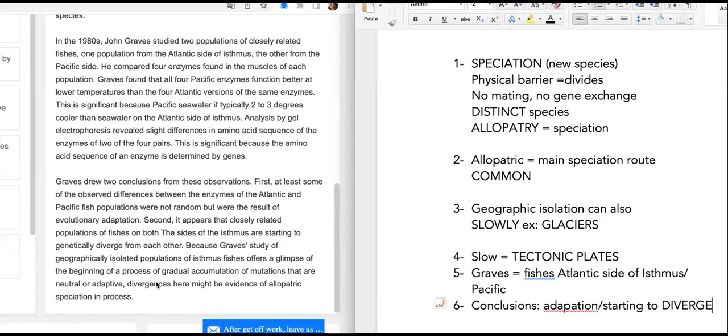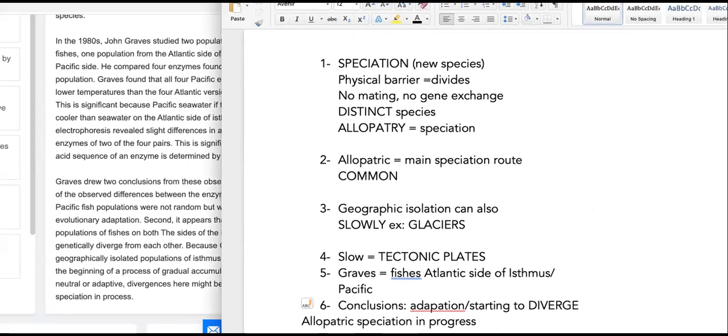I probably don't need to read anything else, but just for fun, let's see the last sentence, right? Offers a glimpse of the beginning of a process of gradual accumulation of mutations that are neutral or adaptive. Divergences here might be evidence of allopatric speciation in process. Okay, so there it is. There's the example of allopatric speciation in progress, right? It's beginning. It's starting to diverge. Okay, now we got that.